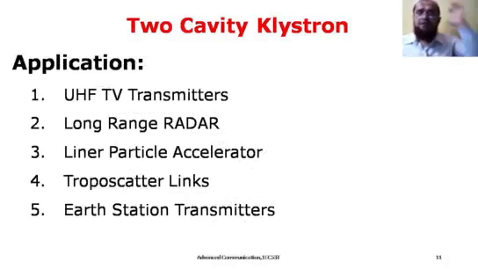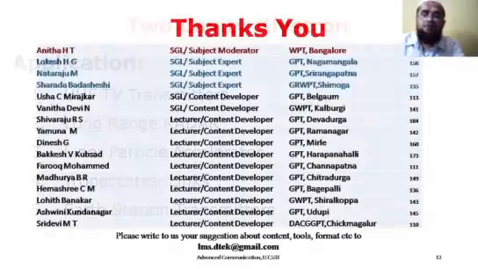If you come to the applications, we have UHF transmitters, radars, long range radars, linear particle accelerators, troposcatter links, and earth station transmitters used in satellites. So these are a few applications where we are going to use two cavity klystrons. You need to remember those.